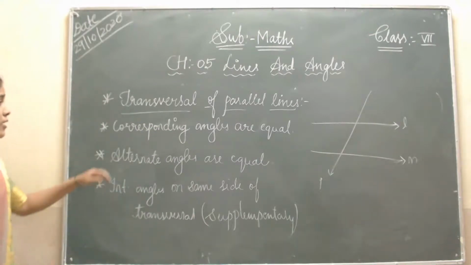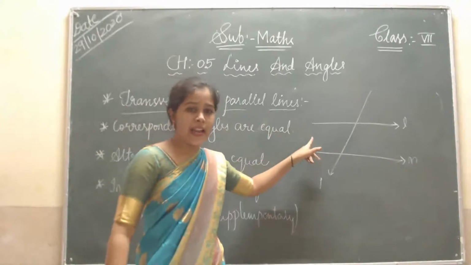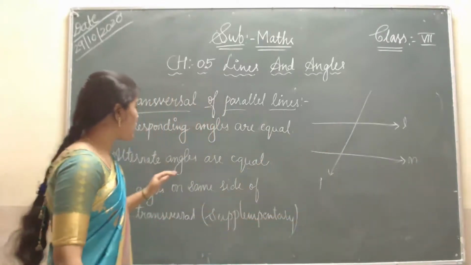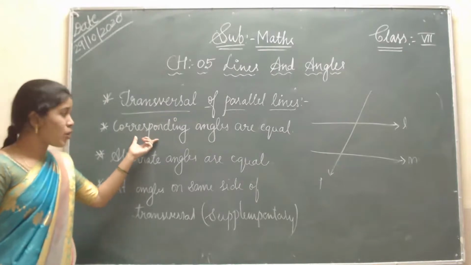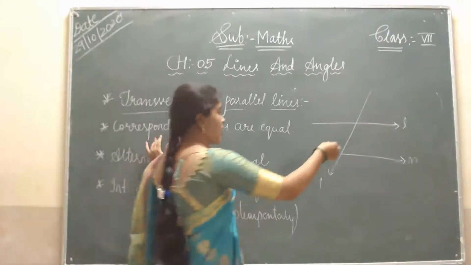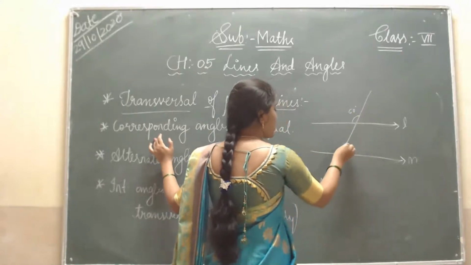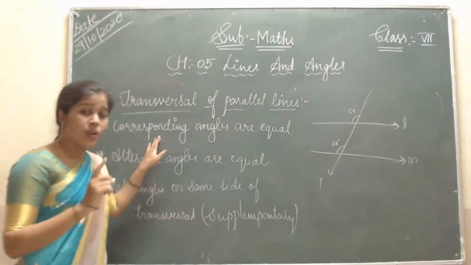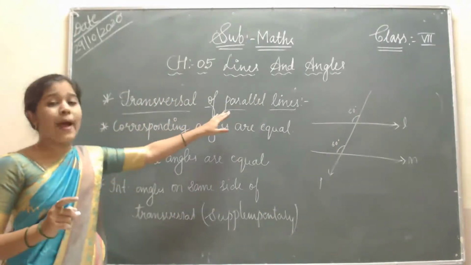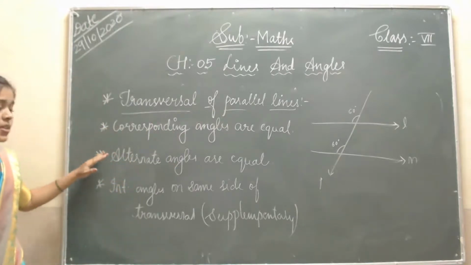Okay. See here, transversal of parallel lines. On these parallel lines, the line is the transversal. So in these, corresponding angles are equal. Corresponding means, I'll explain. See here, these two angles. If this angle is 60 degrees, then this angle is also 60 degrees. Only on a transversal of parallel lines, only on parallel lines we will see these properties.